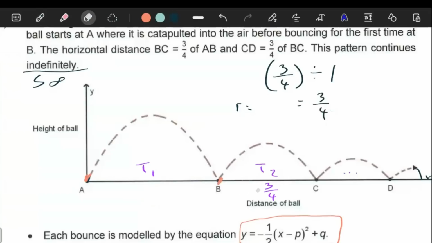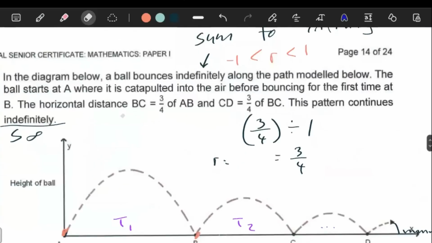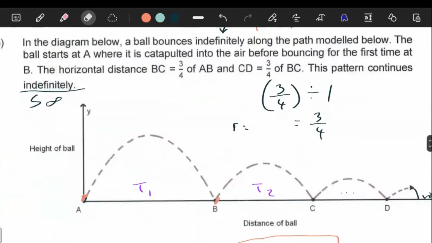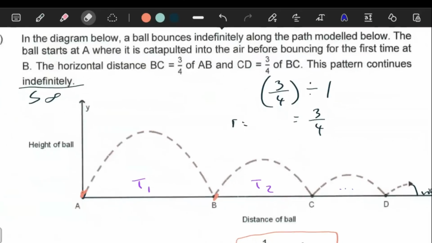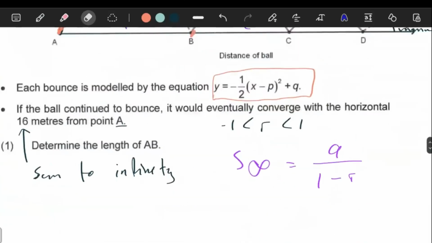Without even overthinking it, right? The statement here told us that BC is 3 over 4 of whatever AB is. So it's just 3/4 of the previous one. So it just means your value of R is just 3 over 4. So you have your value of R.